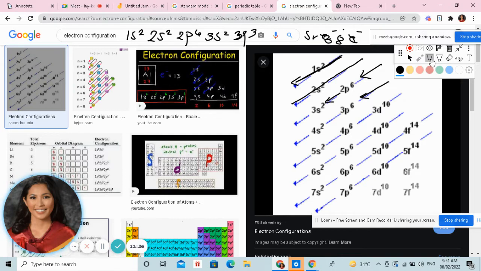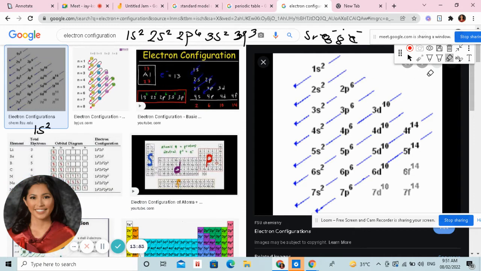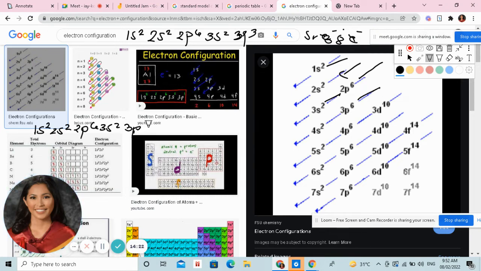Okay, so how do we write the configuration of that? We follow the rule. First is 1s2, next 2s2. You can't jump ahead, that is according to Hund's rule. Okay, remember that. 2s2, then 2p6. Next is 3s2, 3p6, 4s2, 3d10. Okay. What else? 4p6. Okay, take note.